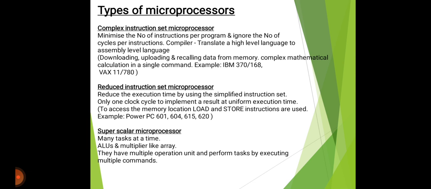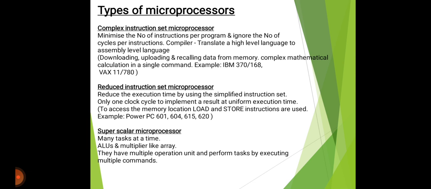The examples of this microprocessor are IBM 370/168 and VAX 11/780. The next is the reduced instruction set microprocessor. These processors are made according to the function. They are designed to reduce the execution time by using a simplified instruction set. They can carry out small things in specific commands, and these processors complete commands at a faster rate.